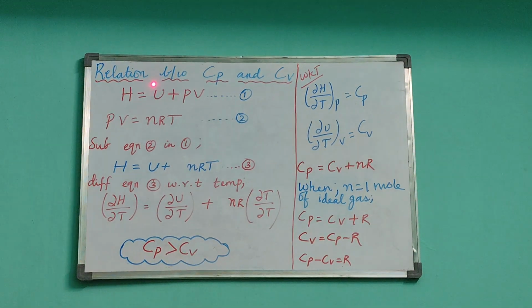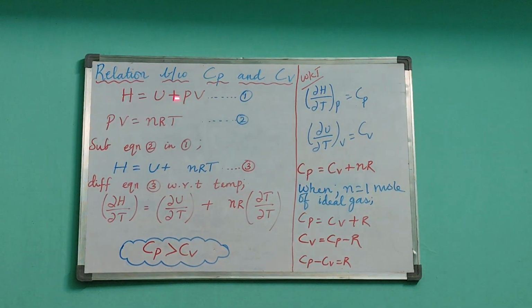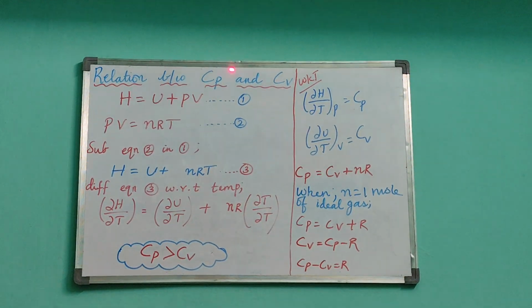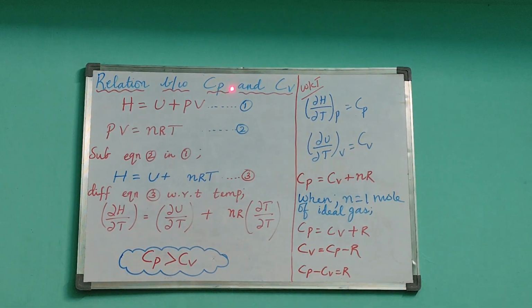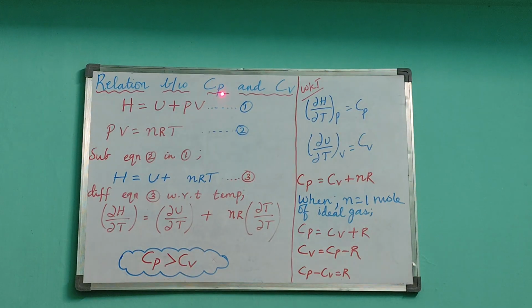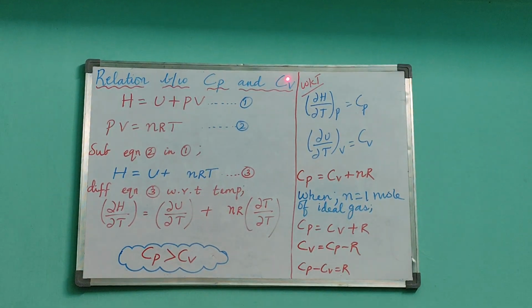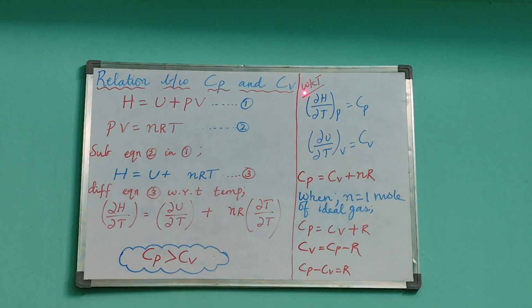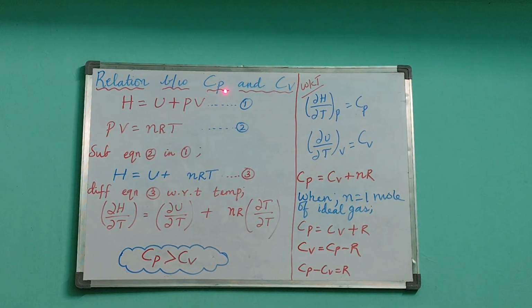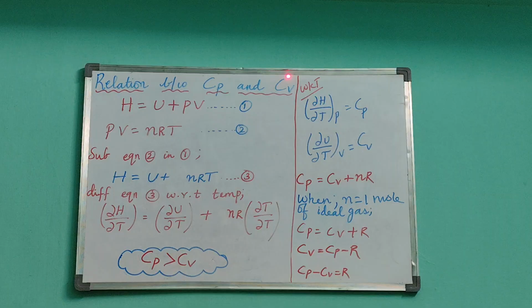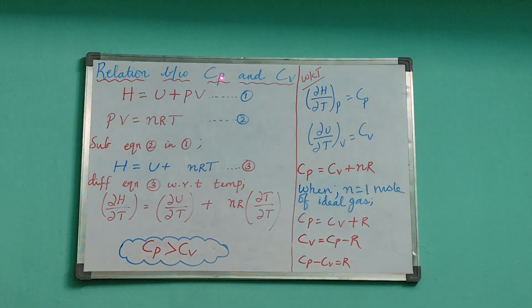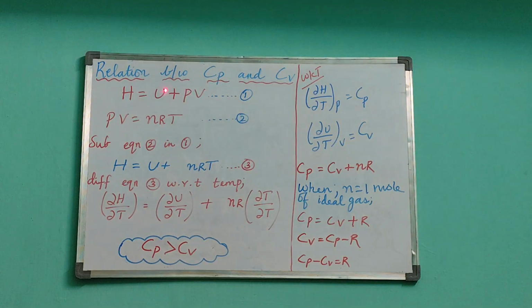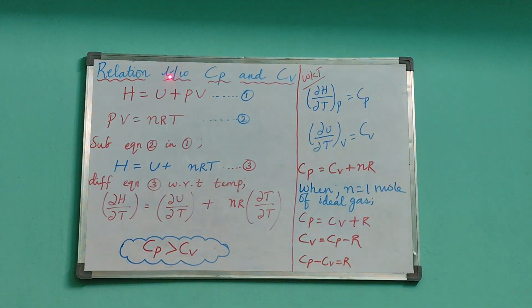Hello everyone, in this video we are going to discuss the relationship between Cp and Cv. Here the letter C represents the specific heat capacity, the subscript P represents pressure, and the subscript V represents volume. So Cp should be read as specific heat capacity at constant pressure, and Cv represents the specific heat capacity at constant volume.